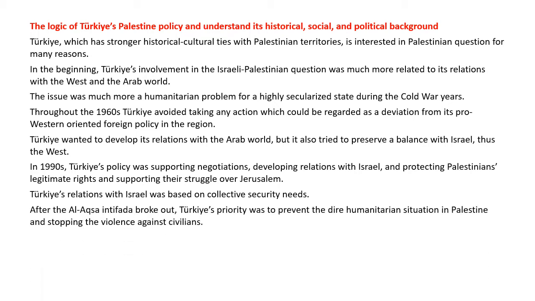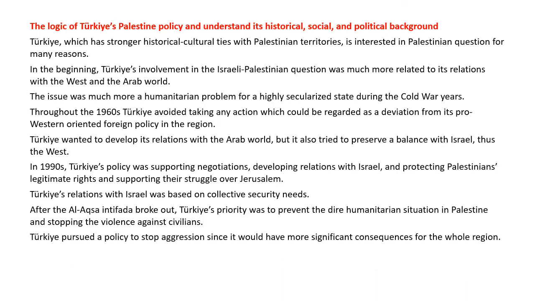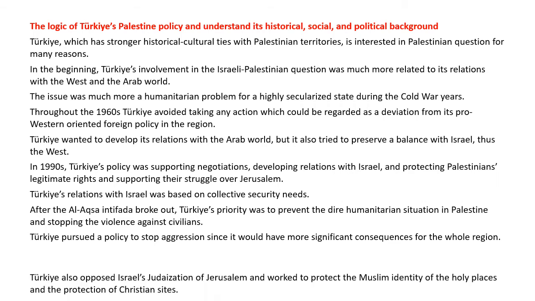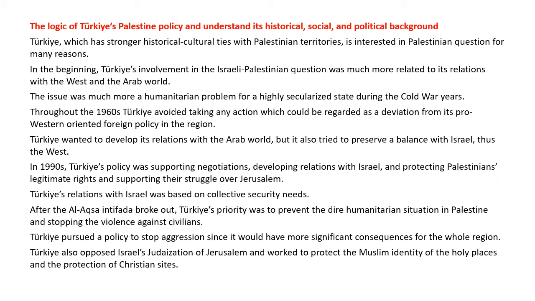After the Al-Aqsa Intifada broke out, Turkey's priority was to prevent the dire humanitarian situation in Palestine and stop the violence against civilians. Turkey pursued a policy to stop aggression since it would have more significant consequences for the whole region. Turkey also opposed Israel's Judaization of Jerusalem and worked to protect the Muslim identity of the holy places and the protection of Christian sites.